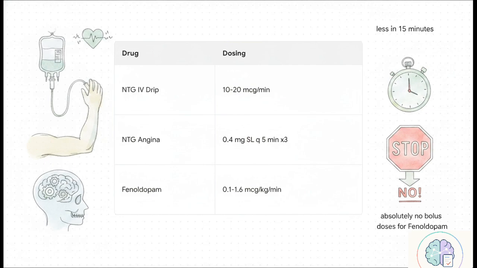Now, contrast this with fenoldopam. Fenoldopam acts in less than 5 minutes. You start the drip at 0.1 to 0.3 micrograms per kilogram per minute, and titrate up by 0.1 every 15 minutes to a maximum of 1.6. And please note the emphatic rule here. Absolutely no bolus doses for fenoldopam. None.